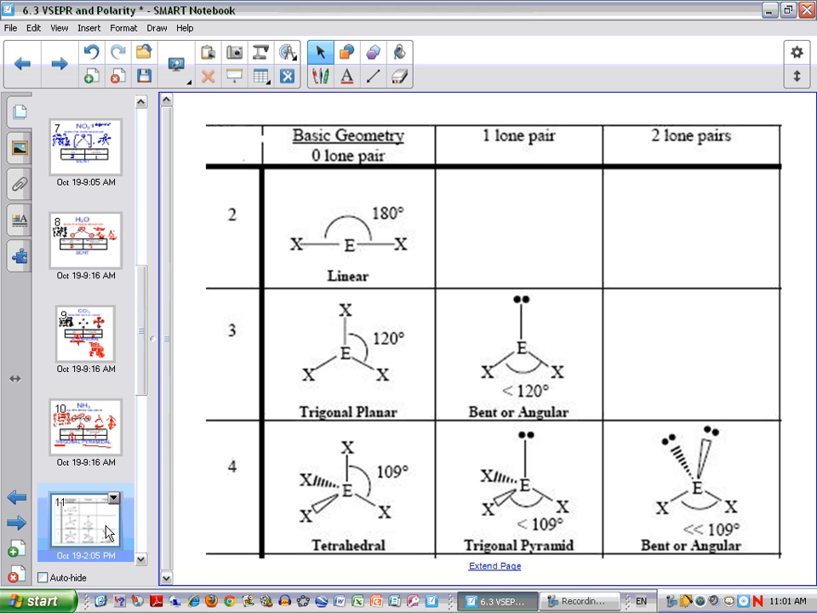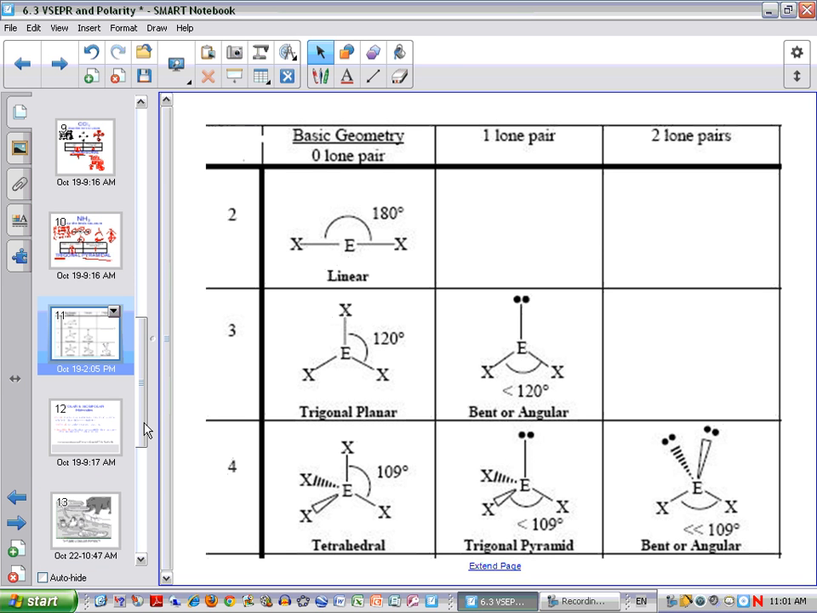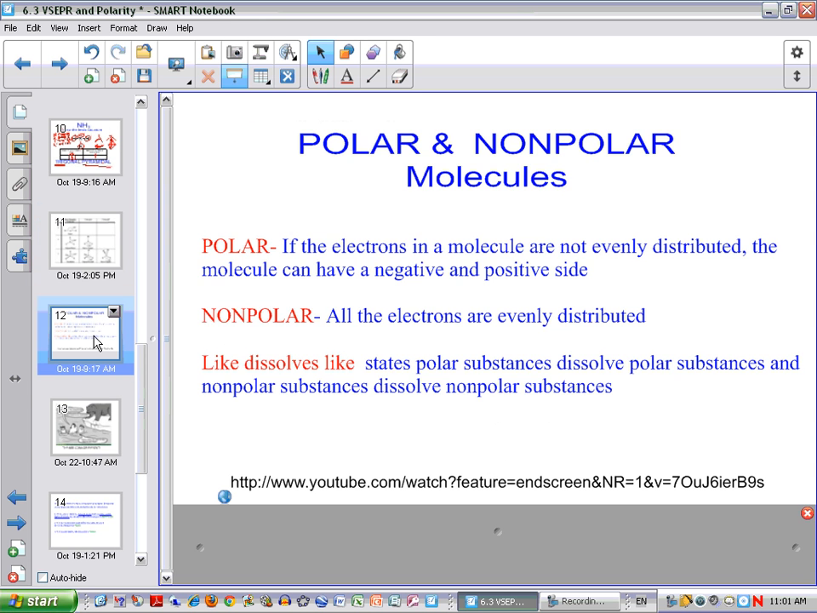So there are all those shapes. There's a picture of them again. Linear, trigonal planar, bent, tetrahedral, trigonal pyramidal, and bent as well. You guys have this chart, and when I come back, we will review this. Okay? So for now, all you need to do is be able to count the links and count the lone pairs to determine the shape.